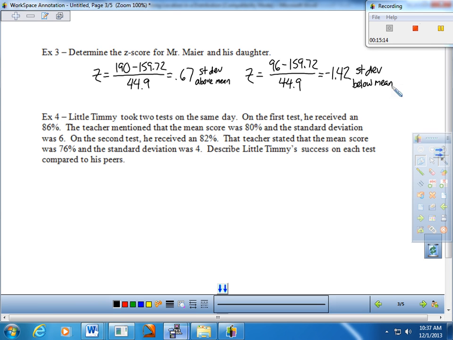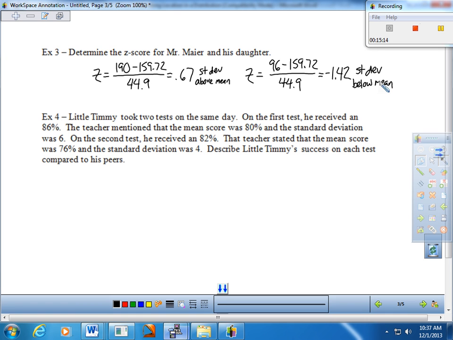Hope everybody at this stage is starting to see what it means to have a standardized score. It's in relation to the mean and its standard deviation, and this is how we would phrase it. 1.42 standard deviations below that mean. All right, very cool. Let's do one more here. We've got some time to pull off example 4 before hitting the back side.